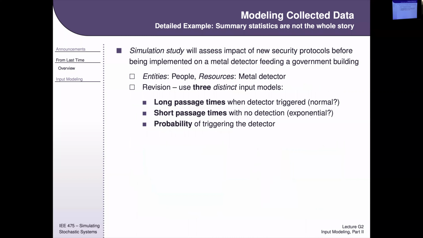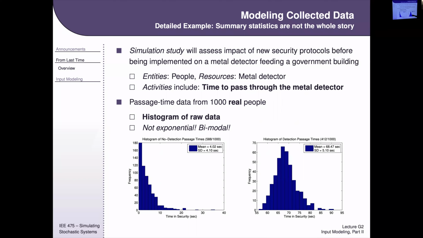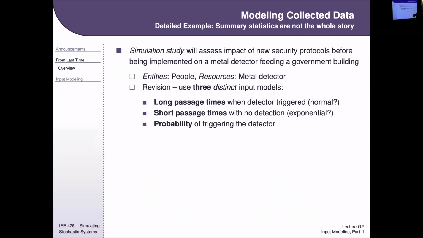And so now I need to adjust my system so that I can assign entities to go to one of those processes or the other. So that introduces a probability, a decision block in between. So I'm going to have a long passage time distribution. That's this one over here. I'm going to have a short passage time distribution. That's this one over here. And then I'm going to have this probability.